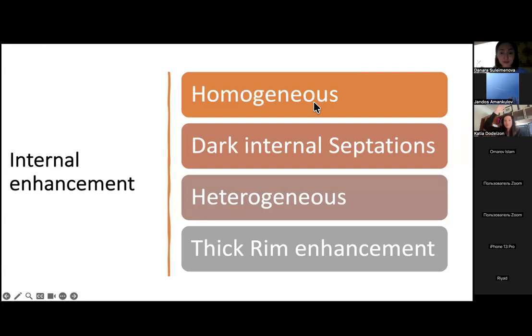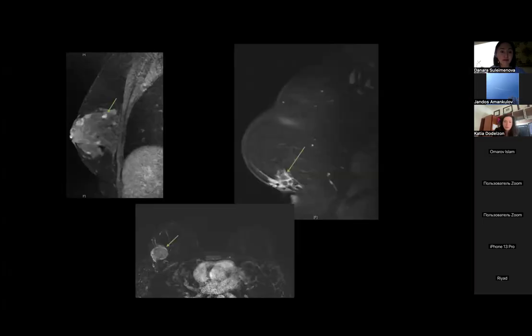Again, going from least suspicious to most suspicious: homogeneous, dark internal septations, which we'll talk about in a second, heterogeneous internal enhancement, and thick rim enhancement. Previously, it was just rim enhancement. Now it's called thick rim enhancement in the new lexicon.